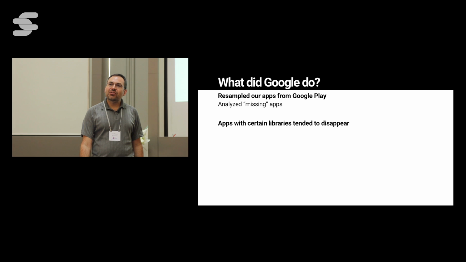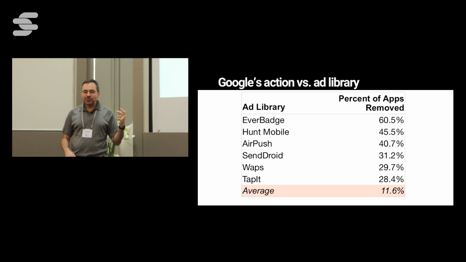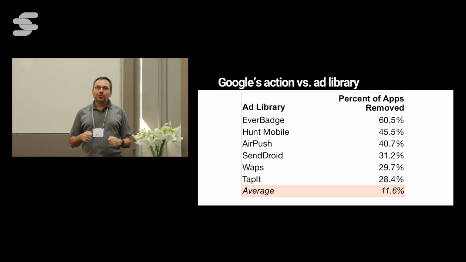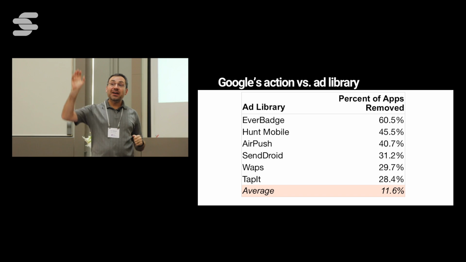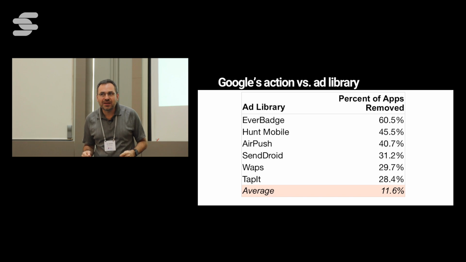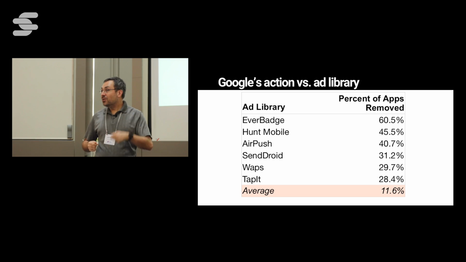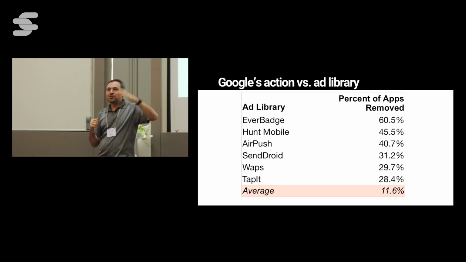You can conclude that that was part of this purge. So what we noticed were that certain libraries correlated strongly with being removed. So, Everbadge, Hunt Mobile, AirPush, these libraries caused their apps to be removed. What are these libraries doing? Some of them would pop up notifications, put icons on the desktop. And notifications are supposed to be telling you, here's something you need to know. You have new mail. You have an SMS. You have a meeting in 10 minutes. Not, you are getting a discount on coffee from Starbucks. Right? That is not something that belongs in the notifications.